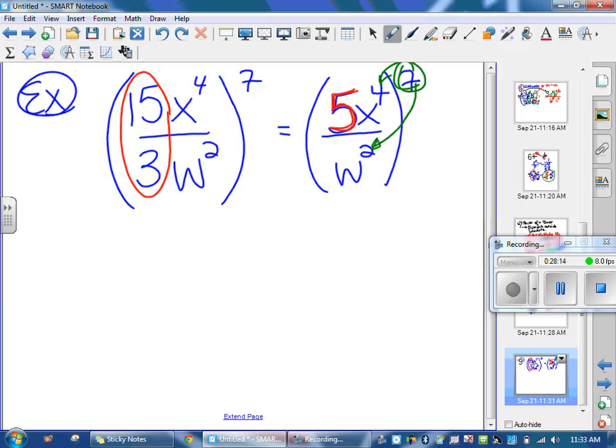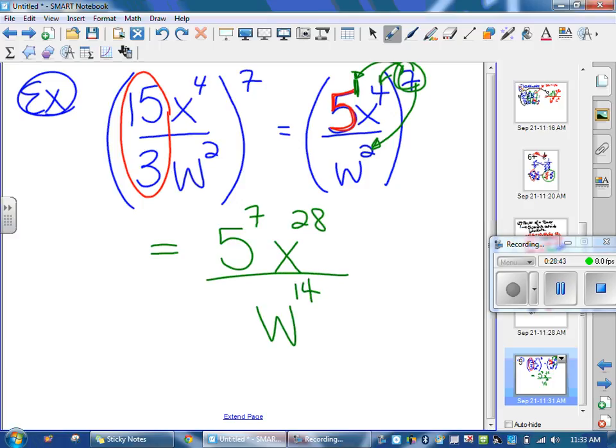I'm missing something though. The 5 has a hidden baby 1, so it also gets the 7. If it was a multiple choice test, that answer without the 5 being solved would be a distractor answer. You can't forget that 5. He's got a hidden 1. So your final answer is going to be 5 exponent 7, x exponent 28 on top of w exponent 14.